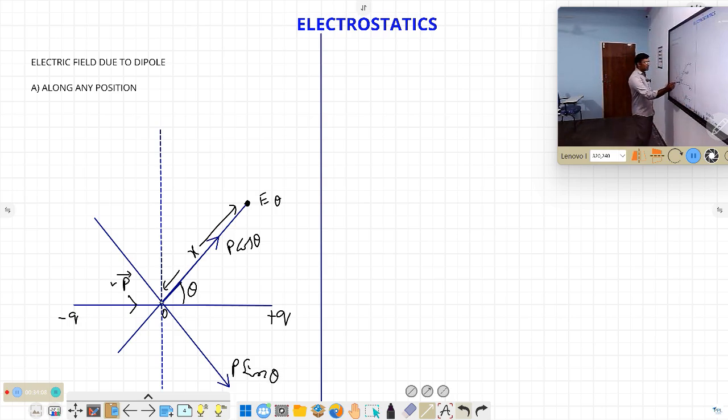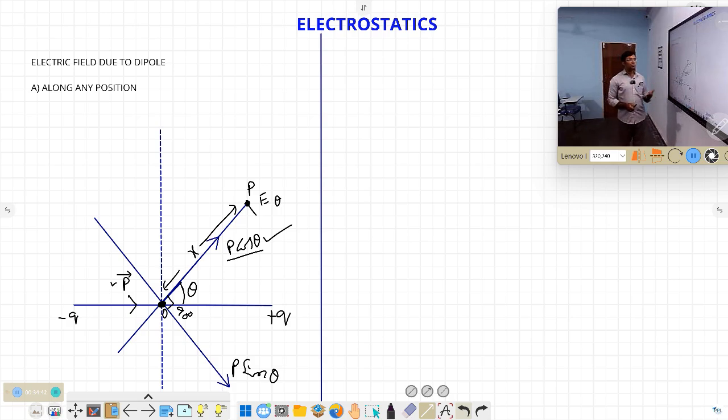Now the P cos theta component is in the direction of the line joining the point P. That means along the line joining the point, it looks like the axial line for P cos theta. The same line joining the point P, for P sin theta, is perpendicular. Perpendicular means that becomes the equatorial line.